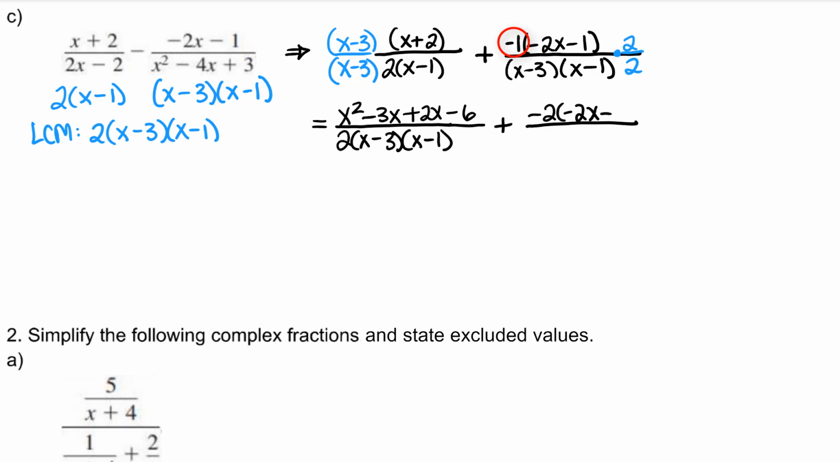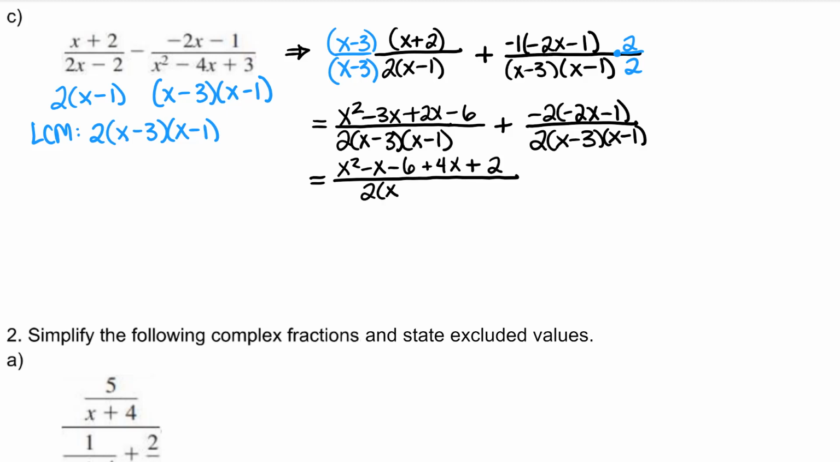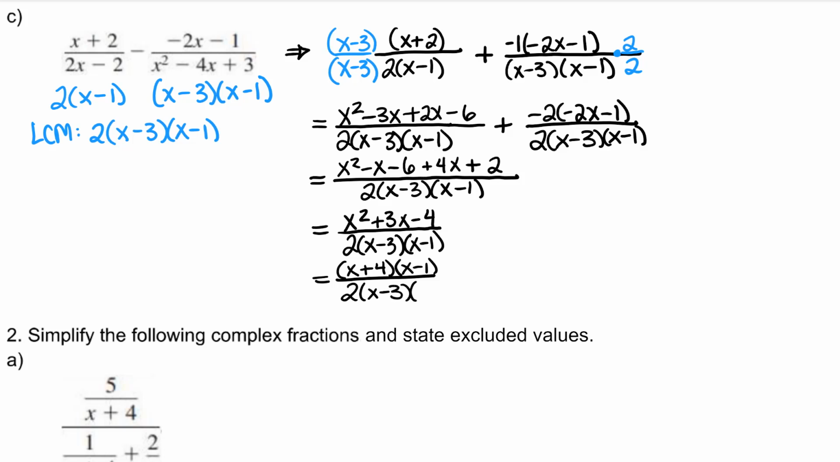This -1 multiplied by this 2 would be a -2 times this quantity. Now that our denominators are the same, we can combine the numerators. I will also distribute the -2 into -2x minus 1. Combine like terms in the numerator. Always check to see if you can factor and reduce further. Remember, you cannot reduce unless everything is factored.